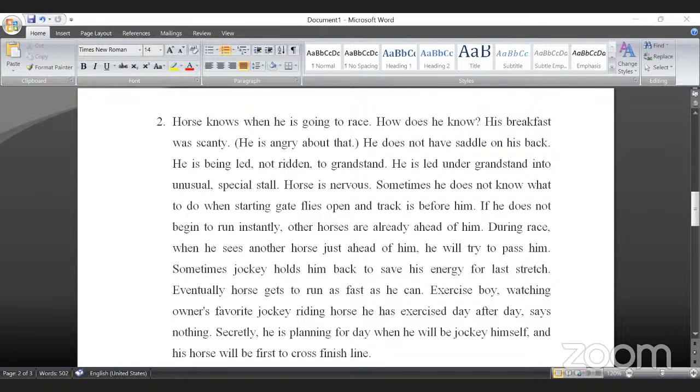Okay, no, because in the last sentence there was the being, that's why. He is being led, not ridden. No, not required. These things don't work like that. That has got nothing to do with tense. It's about form. So the meaning that they want to give here is different from the one that is given in the previous sentence. Okay.